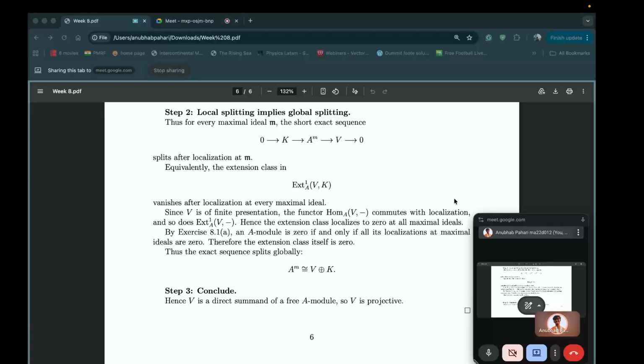Thus, the exact sequence splits globally, A^m isomorphic to V direct sum K. So therefore, we conclude that V is a direct summand of a free A-module, so V is projective.